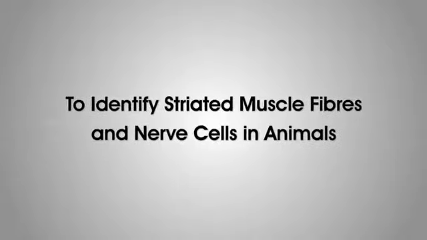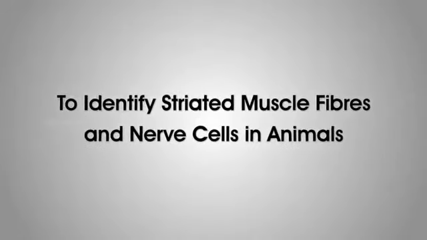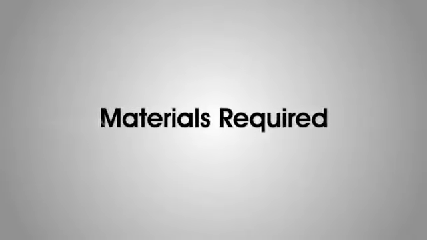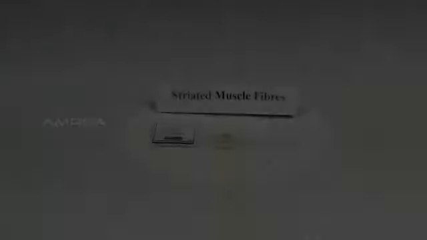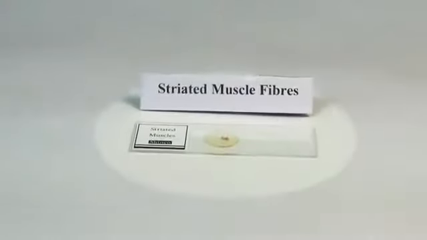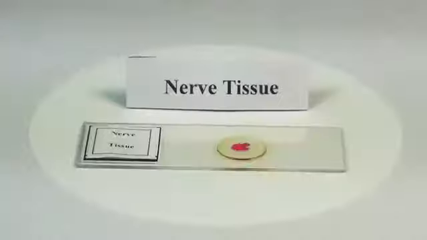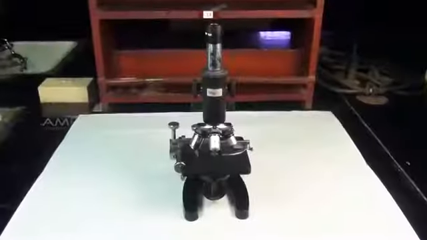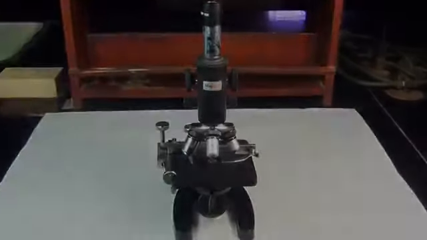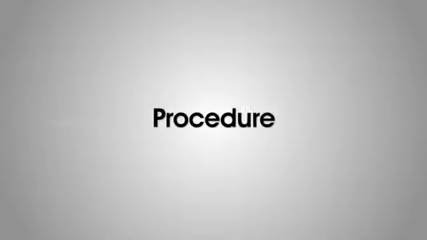To identify striated muscle fibers and nerve cells in animals. Materials required. We will require permanent slides of striated muscle fibers, nerve cells, and a compound microscope. Procedure.